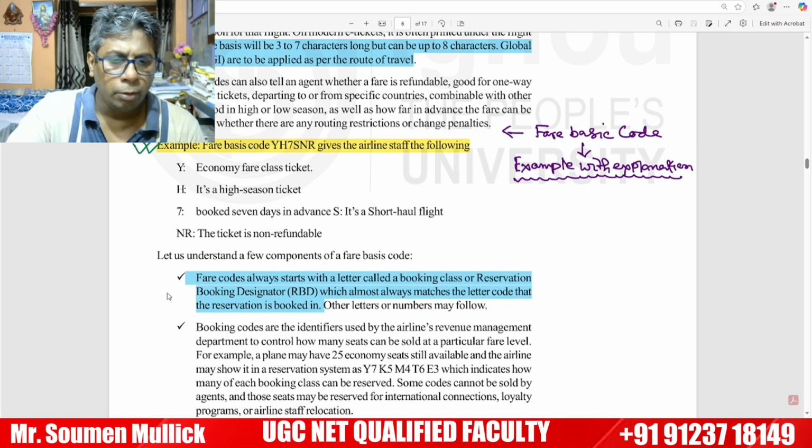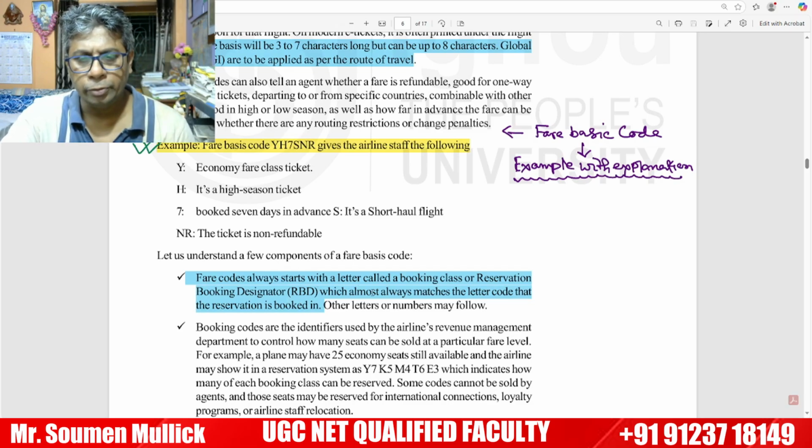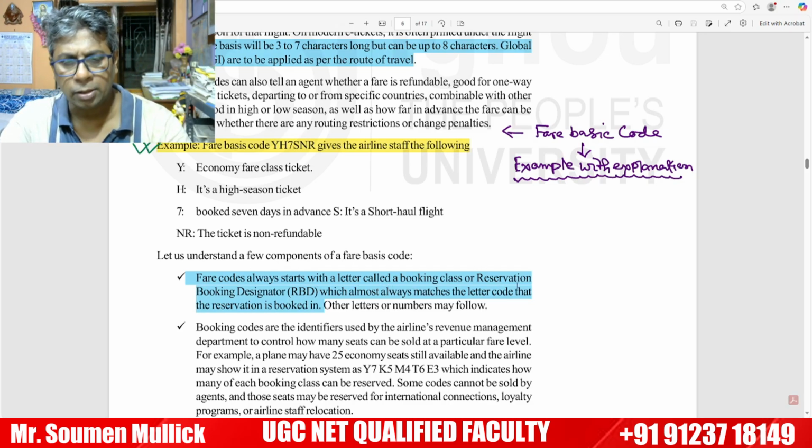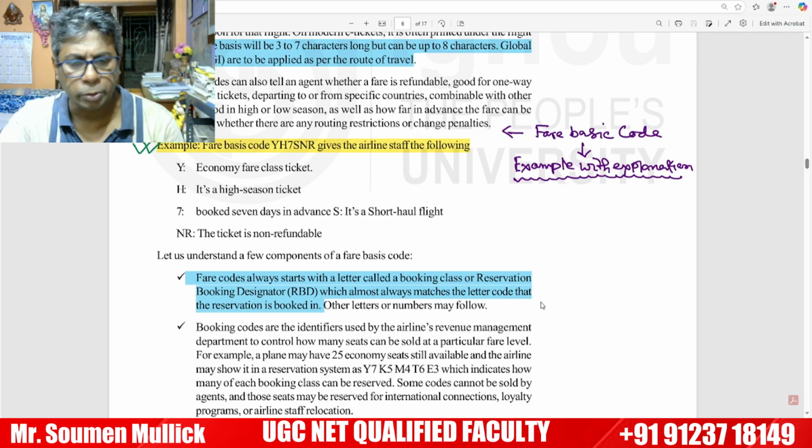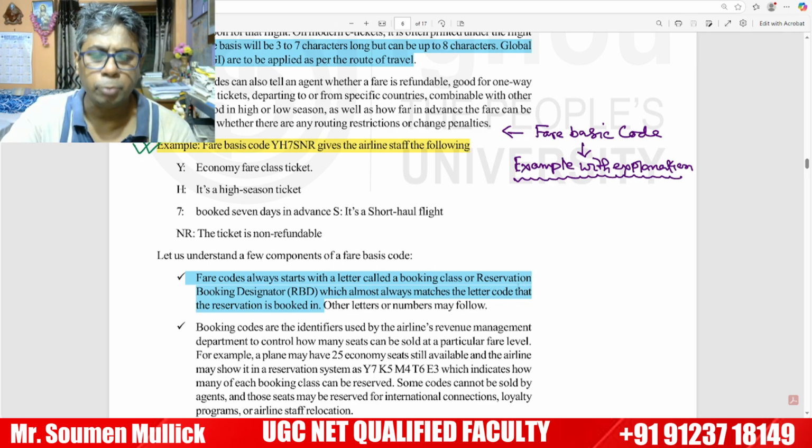So a fare code always starts with the letter called the booking class, or reservation booking designator, which almost always matches the letter code that a reservation is booked in.